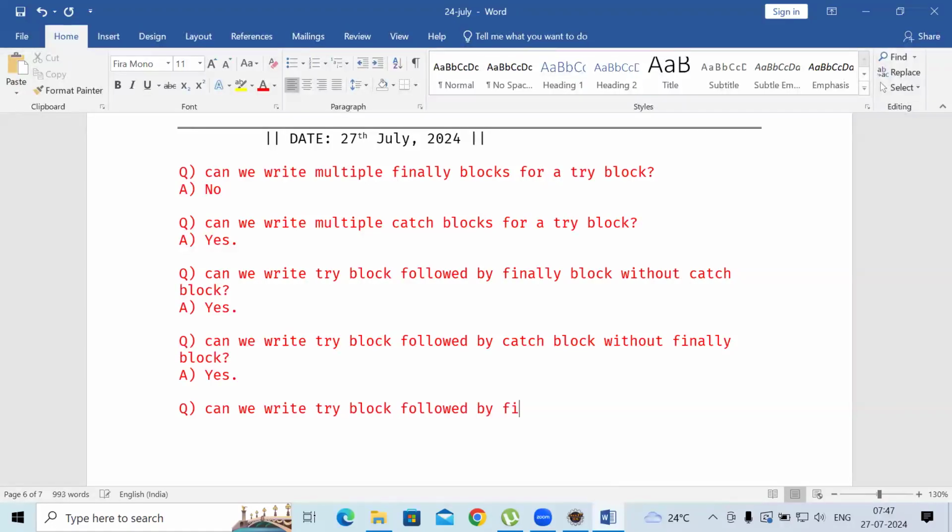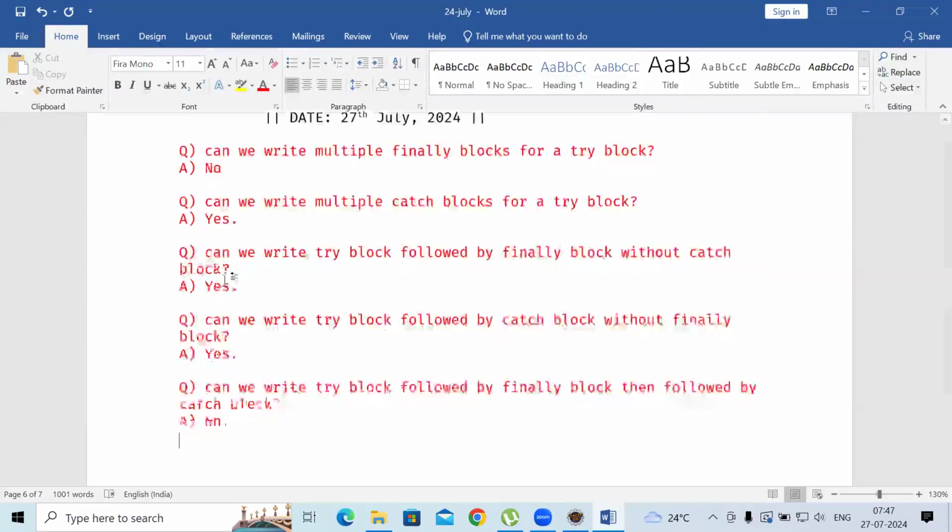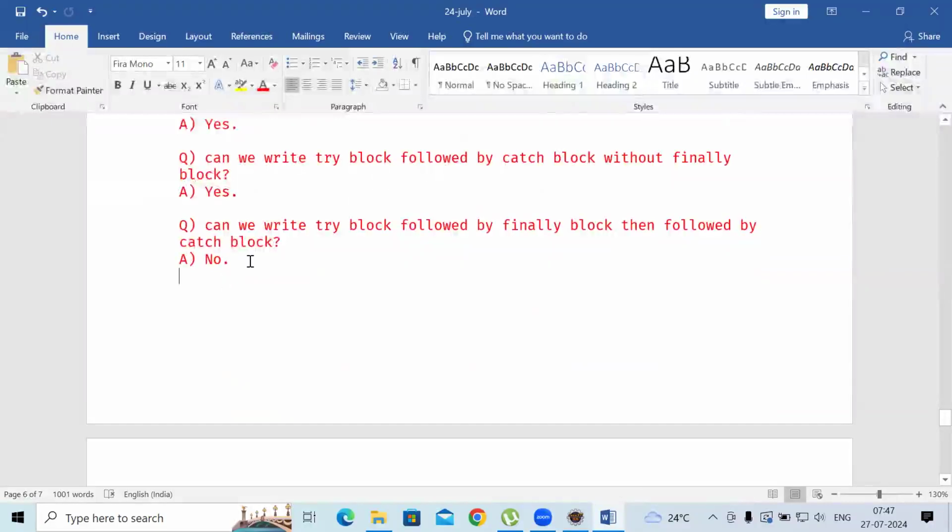Next question is, can we write a try block followed by a finally block, then followed by a catch block? Can we do that? No. Answer is no. We cannot write that. That's what I told you, right? Order should be try, catch, and finally.